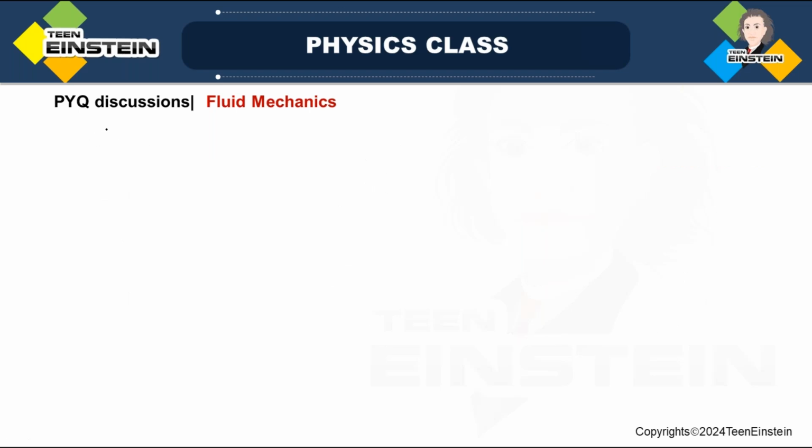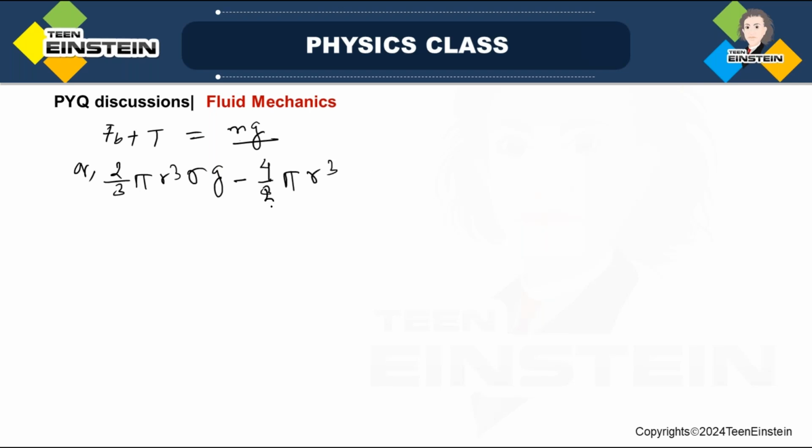So we know FB plus T, surface tension, is equal to mg. So FB is 2 by 3 pi r cube sigma g, and this I'll take in the left hand side, 4 by 3 pi r cube rho g, and this is equal to surface tension. Okay, surface tension here, let me first write just by T.